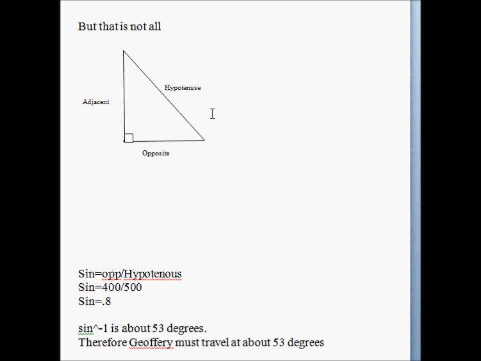But wait, we didn't answer the second part. Okay, so here is the imaginary triangle that I just made. The adjacent side would be here, the hypotenuse, and the opposite. And since we are trying to find the angle over here, we would have to use sine, which is opposite over hypotenuse, which you would get that sine equals 400 over 500, and therefore it equals 0.8.